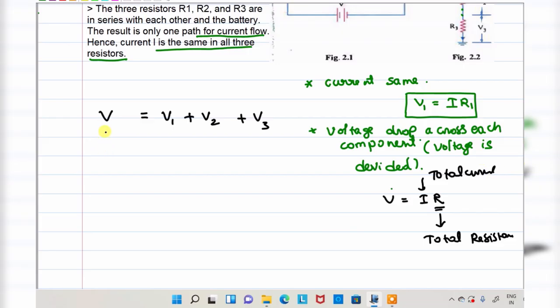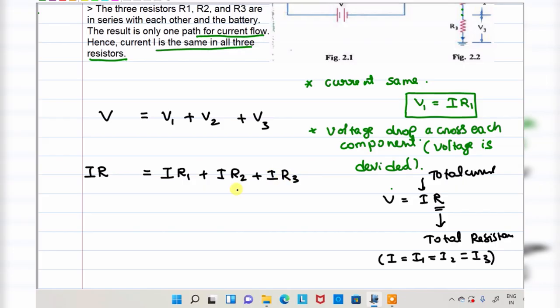Look here, V is equal to I into the total resistance, which equals V1 plus V2 plus V3. The current is the same because this is a series circuit: I1 is equal to I2 is equal to I3. The current flowing through R1 is I1, and all the currents are just I. So it is I into R1, which is the voltage drop across resistance R1, plus I into R2 plus I into R3. If you got my point.